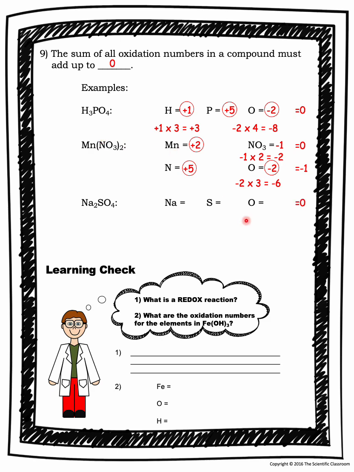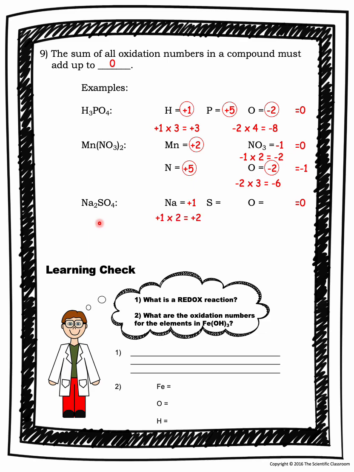Then the last example for finding oxidation numbers we're going to do is sodium sulfate. Okay, so we know that there's no charge up here, so we have to get to 0. Let's start with sodium, because sodium is in the first group, the first column on the periodic table, so it's always going to have a charge of +1. That makes it really easy.